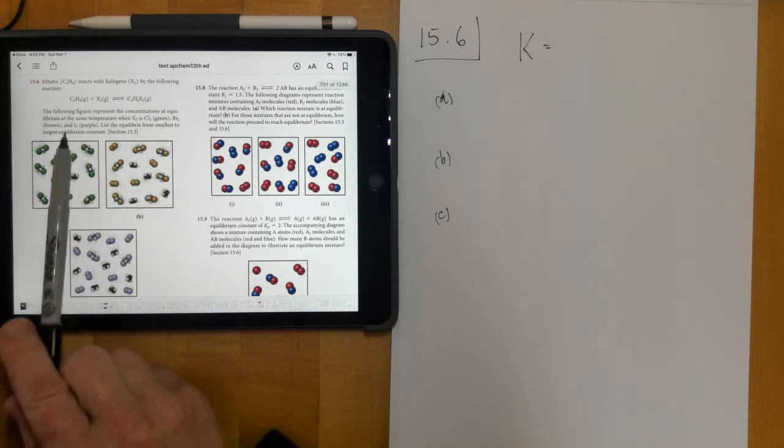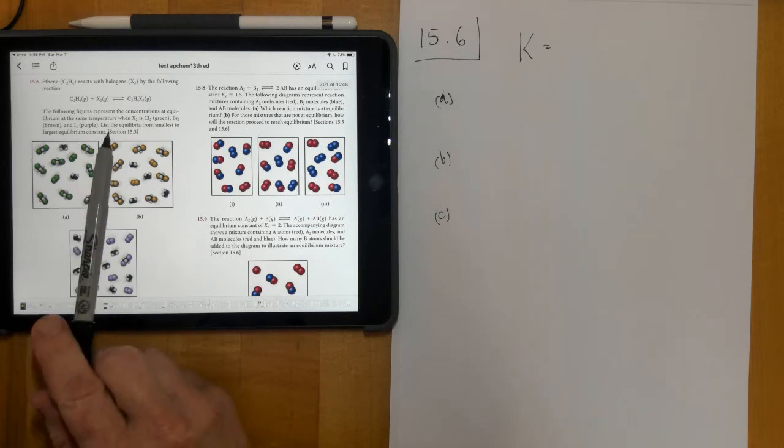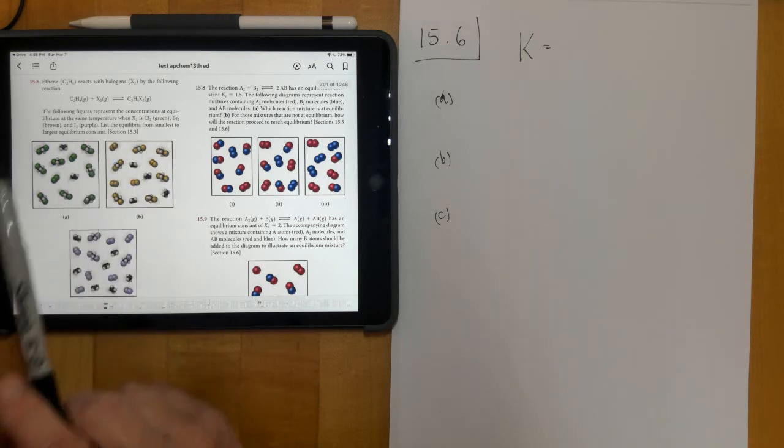The following figures represent the concentrations at equilibrium at the same temperature when X is chlorine here, bromine here, and iodine down here. List the equilibria from the smallest to the largest for the equilibrium constant.